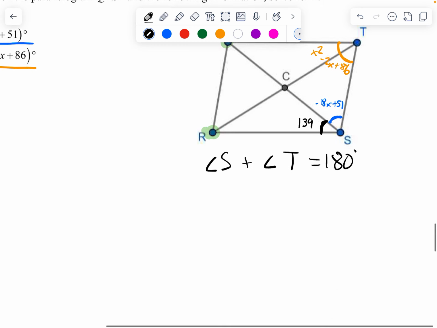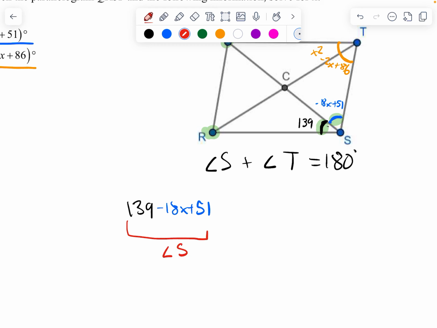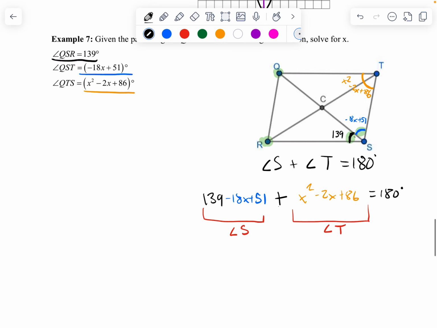So our setup for this is angle S, which is our first little smidgen, right? This thing plus that thing. In other words, those two combined is angle S. So 139 minus 18x plus 51, right? And that is angle S plus our angle T, which is x squared minus 2x plus 86. And that is our angle T equals 180 degrees. And then literally, that's your setup. You have an equation. Now we just need to relate those together.